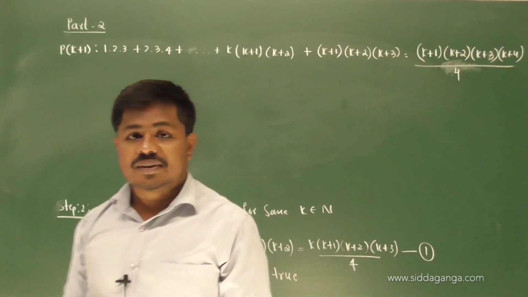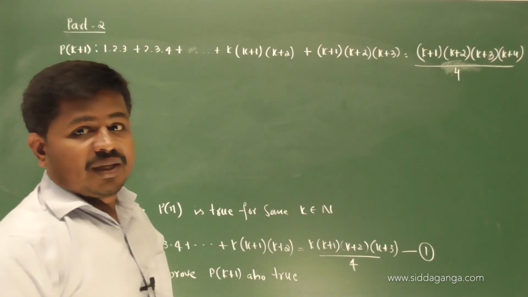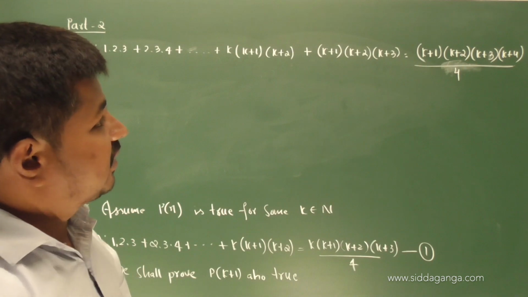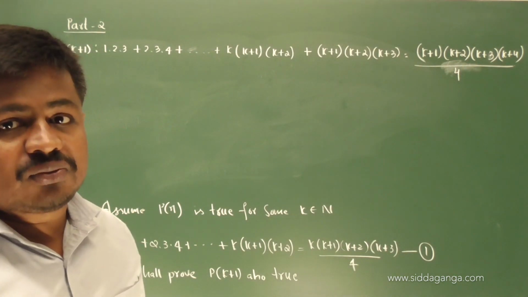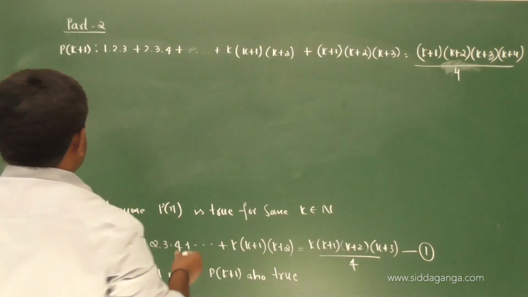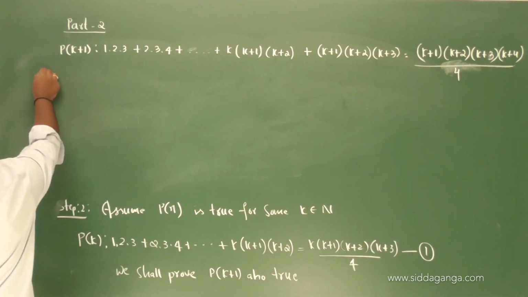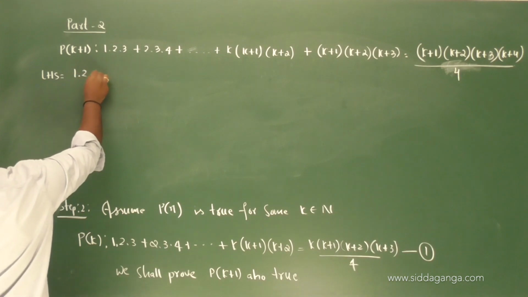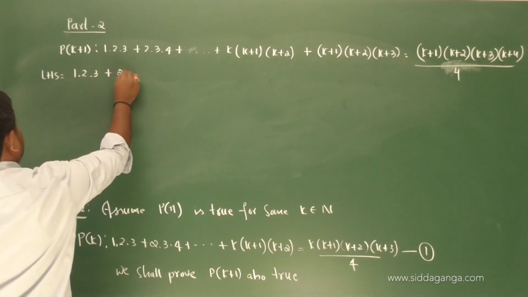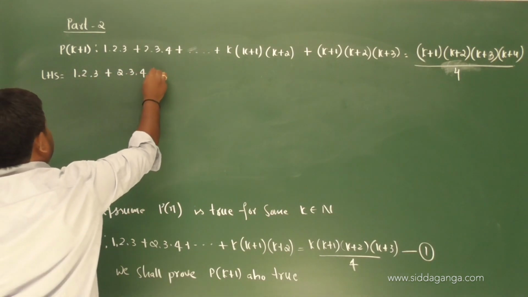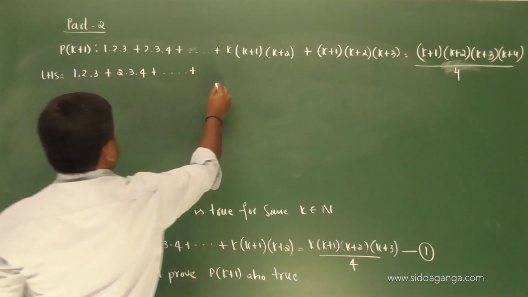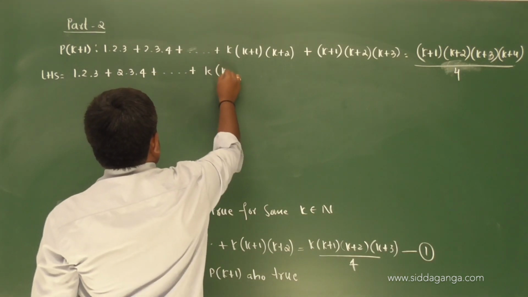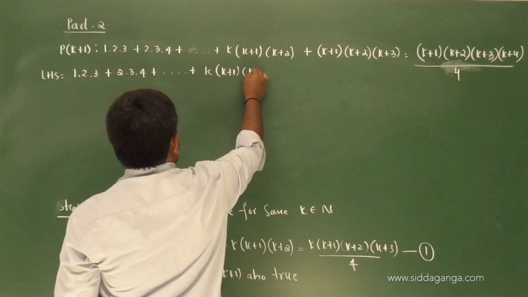Hope you got it, students. Answer should be what? K plus 1 into k plus 2 into k plus 3 into k plus 4 whole divided by 4. That is what is to be proved. So now let us take LHS and let me prove RHS. So LHS is given by what? 1 into 2 into 3 plus 2 into 3 into 4 plus and so on, k into k plus 1 into k plus 2.